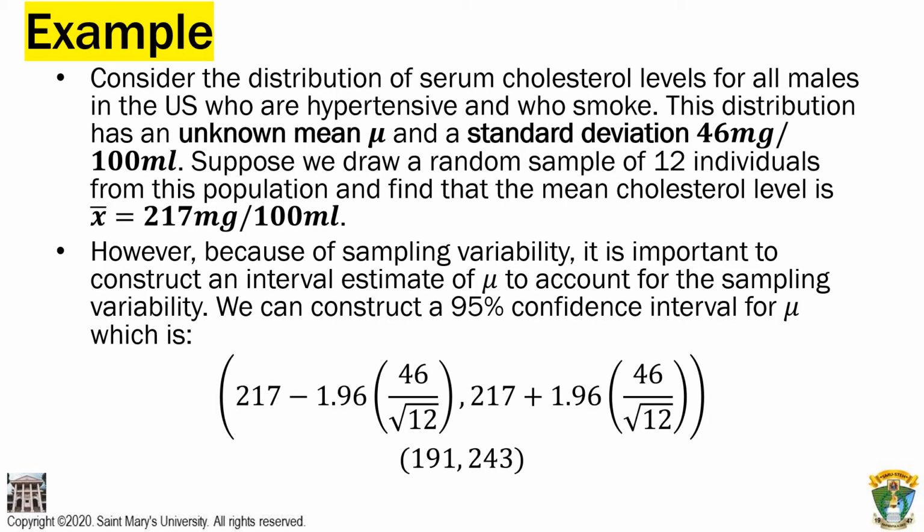We had our example in the last video about the cholesterol levels of males, of 12 individuals, and we were able to arrive at a confidence interval of 191 milligram per 100 ml to 243 milligram per 100 ml. But the question is, how did we construct this 95% confidence interval for the population mean of serum cholesterol levels of all males in the United States?